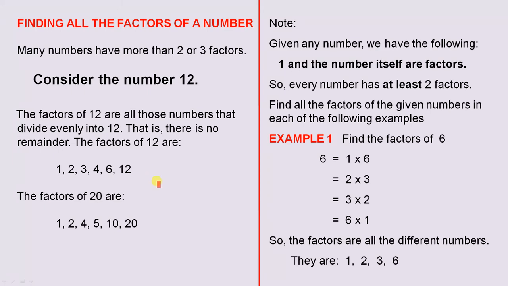There is no remainder. The factors of 20 are 1, 2, 4, 5, 10 and 20. They all divide into 20 evenly. There's no remainder.